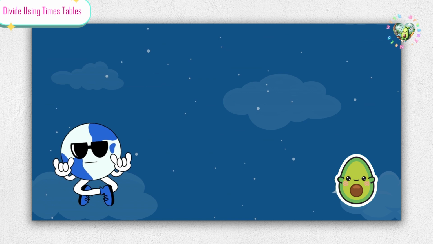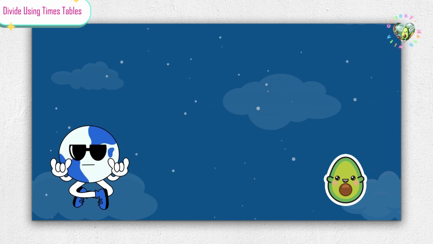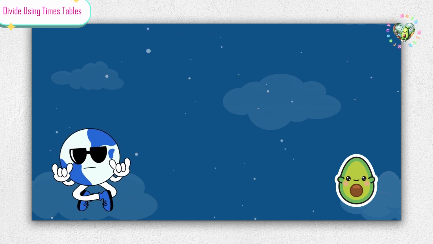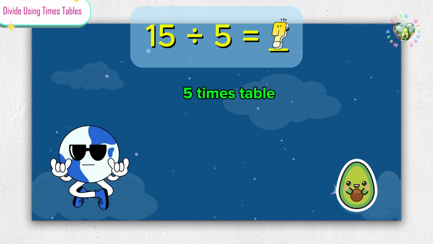You got it, Greenie. Ready to try a new times table? Yeah, let's go for it. All right, let's try 15 divided by 5. Which times table are we in now? The 5 times table, since the second number is 5.